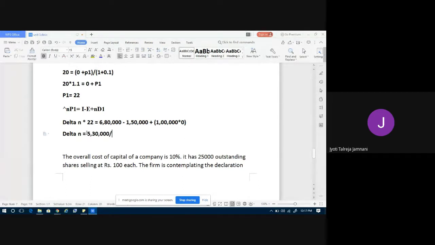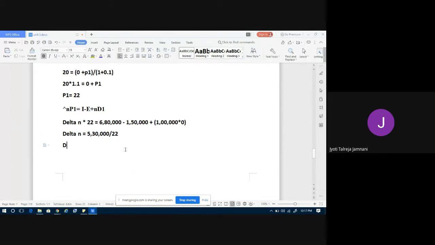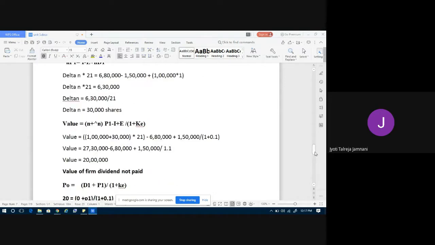divided by, now this was into 22. If I take it on the other side, it will become divided by 22. So delta n will be, anybody can find out? 5 lakh 30,000 divided by 22 is 24,090.90. 24,090.90 shares.